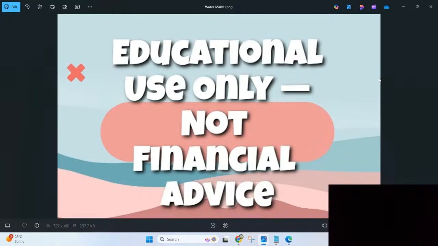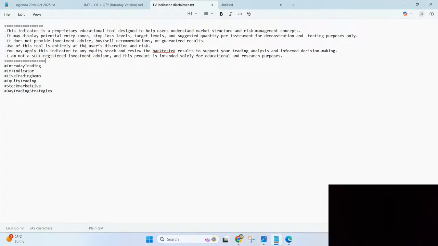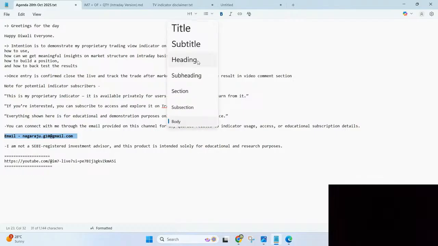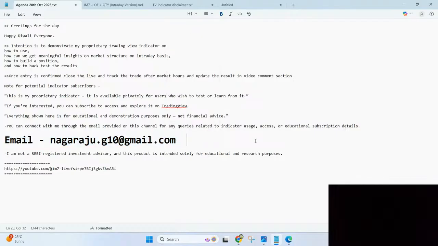All right. So before showing the indicator and how we select a stock, basically we need to know how to use this indicator, how we can get meaningful insights using this indicator on market structure of different stocks on intraday basis, how to build a position and how to backtest the results, how to manage a trade. All these things will be discussed here, and if you are interested to know more about this, feel free to contact me on this email which is highlighted here, right?